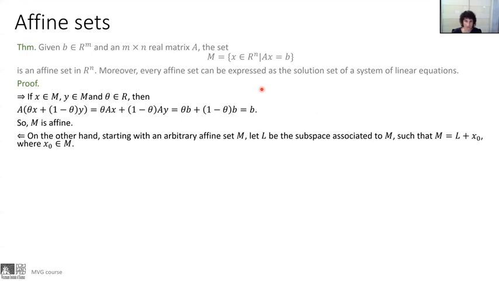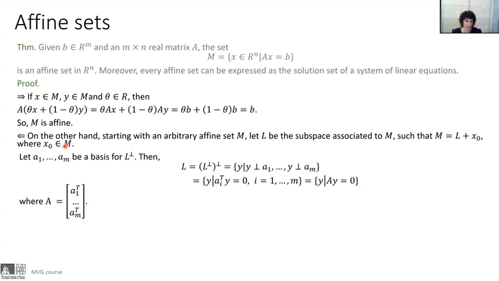The other direction: let's take an arbitrary affine set, okay? And let L be the subspace associated to M, such that M equals L plus X0, where X0 belongs to M. Now what we are going to do is find a basis to determine L, because L is a subspace, so you can find a basis.